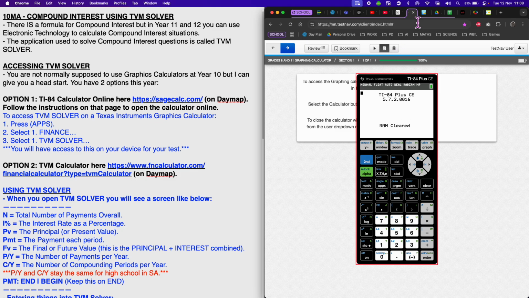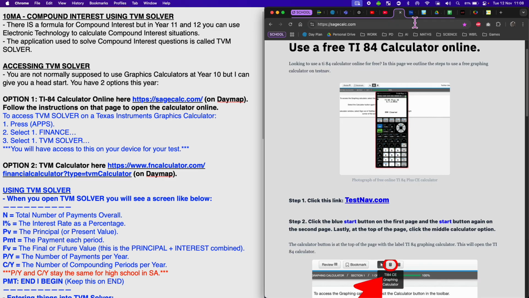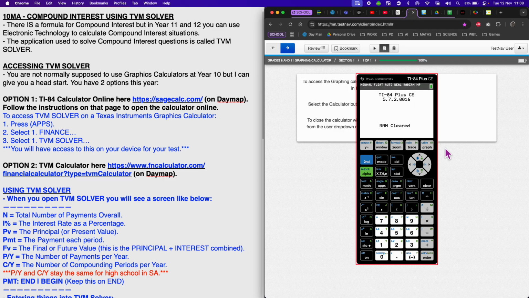There is a backup. If that website is taken down, there's a backup link. So you'll see I've got a secondary link here, financial calculators, but we're going to use this one for now because it's the most like what the Year 12s use. All right, so the notes will start.